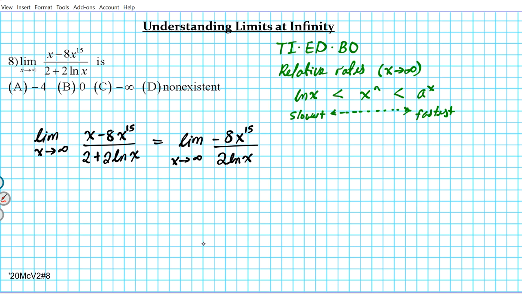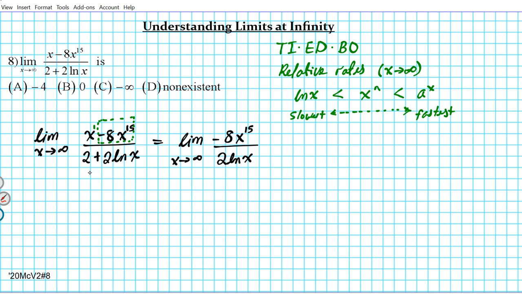Now, wait a minute. What just happened? Well, we took the fastest growing term in the numerator, which is this term right here. How do we know it's the fastest growing one? Well, the power is 15 and this term is 1. Which one do you think will grow faster at infinity? x to the 15 or x to the 1? Of course, it's going to be x to the 15, right?